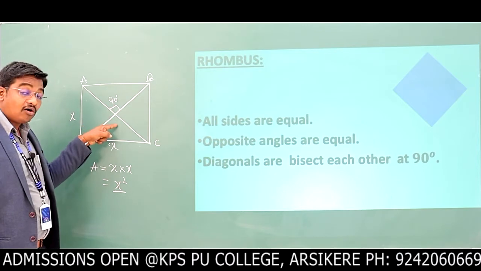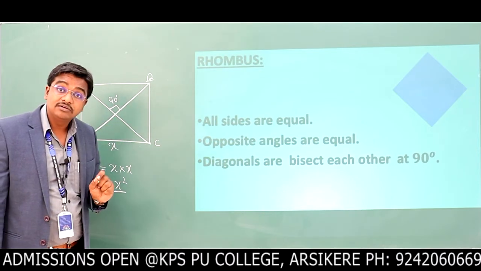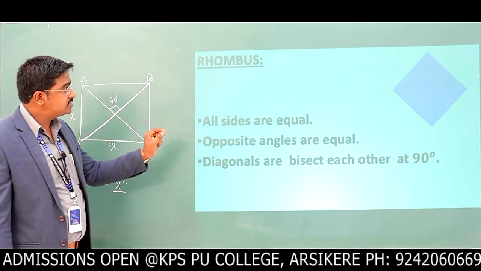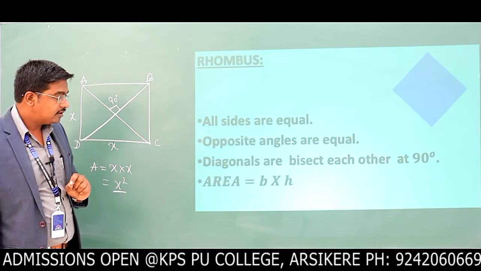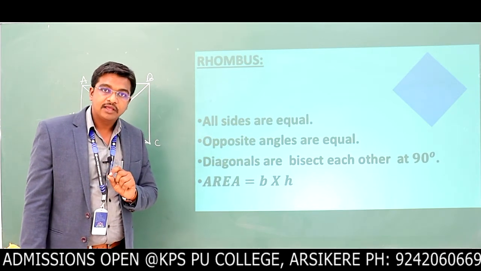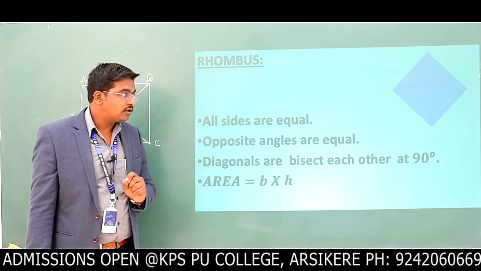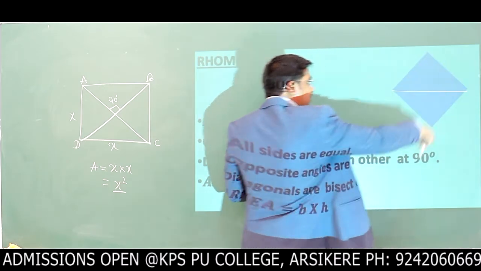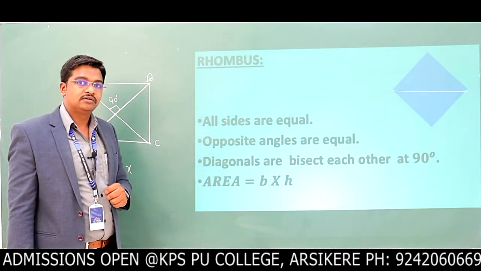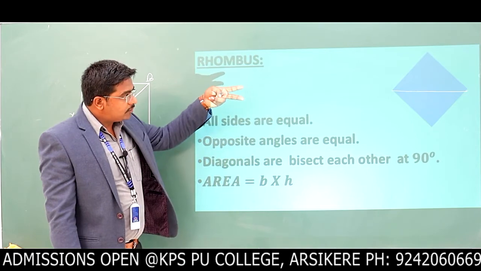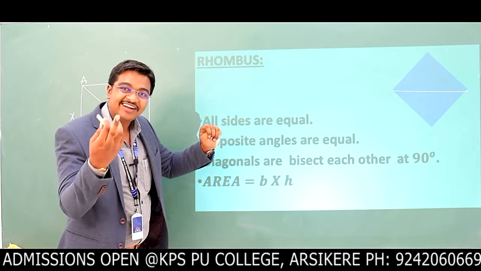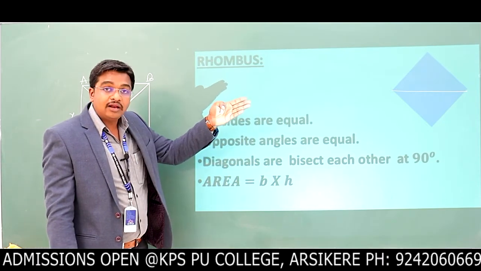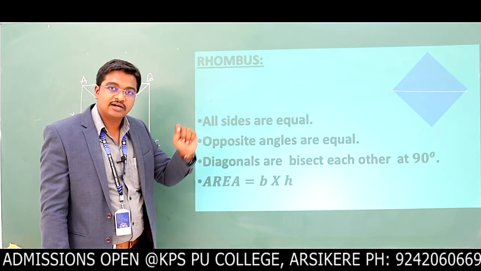In case of square, all angles are equal. In case of rhombus, opposite angles are equal. These are properties of rhombus. What about area? Base into height. Area becomes base into height. Look at this rhombus: if you draw the diagonal for this one, it is divided into two equal parts. How to find area? The two equal parts look like triangles, so obviously they are triangles. So we find the area of the triangle, of either the first or the second one.